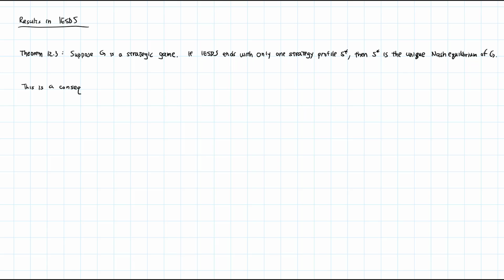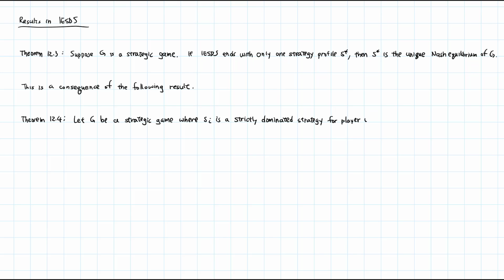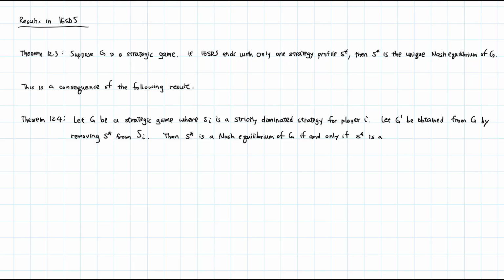And this theorem is a direct consequence of the following result. Let G be a strategic game where Si is a strictly dominated strategy for player i. Let G' be obtained from G by removing Si from the strategy set for player i. Then, S star is a Nash equilibrium of G if and only if S star is a Nash equilibrium of G'. We now give a sketch of the proof here.